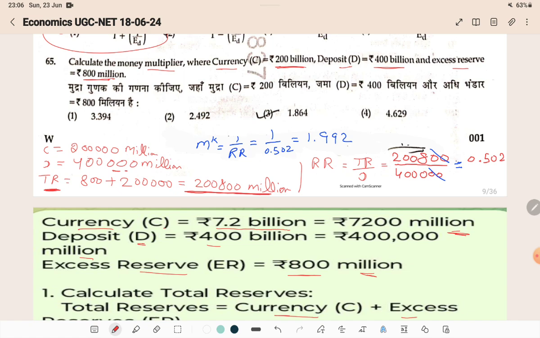Unable to express this number because it is too large. And here is the required reserve ratio, total reserve divided by deposits. So here we got 0.502. After that, the money multiplier will be 1 upon the required reserve ratio, and 1 upon 0.502 is equal to 1.992, which will be the right answer. There is no option matching this answer, so this will be the right answer here.